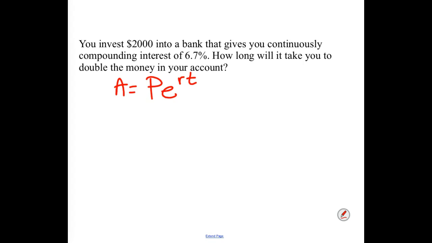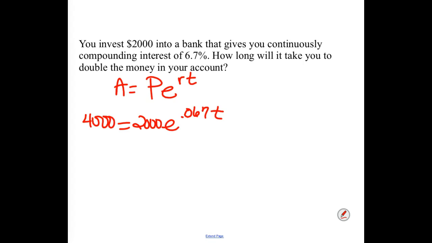What have they given us? They gave us the rate, 6.7%. We would convert that to a decimal. What's our decimal? Okay, so we're going to have e to the 0.067. Did they give me a time? No, that's what we're trying to figure out. Did they give me a principal, an initial amount? Yes. We had $2,000. And what else did they tell me? We wanted to double, so my final amount should be $4,000. What would you do for your first step?